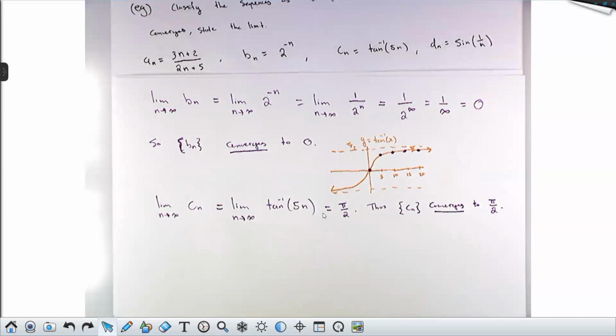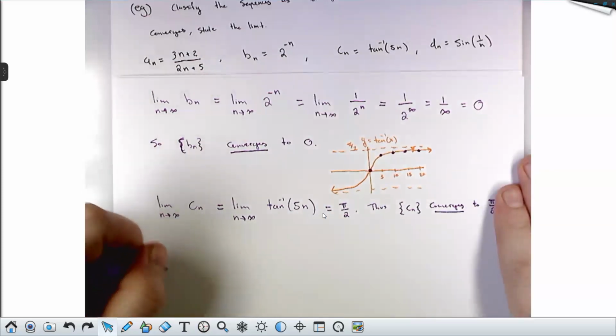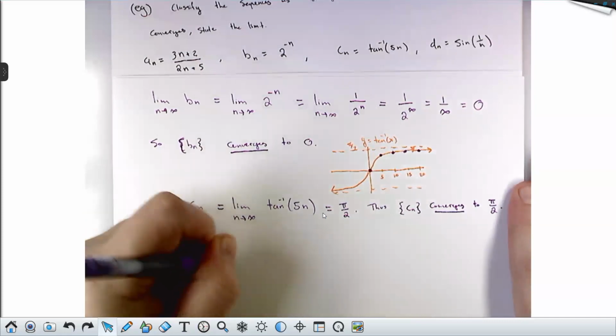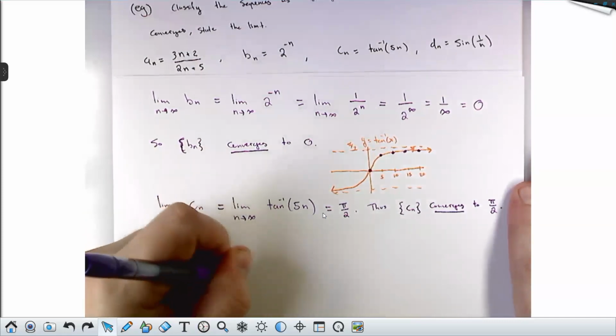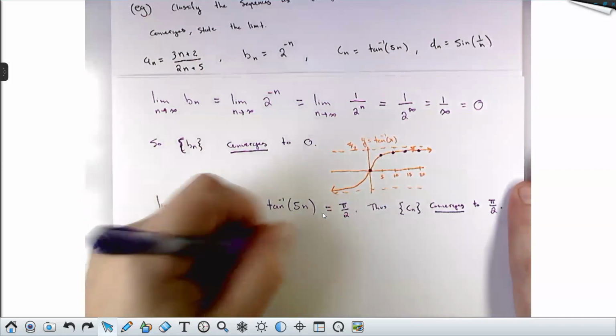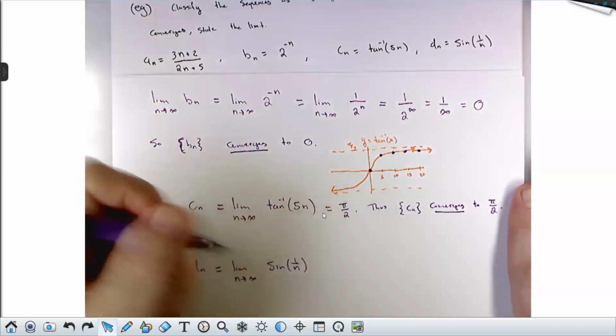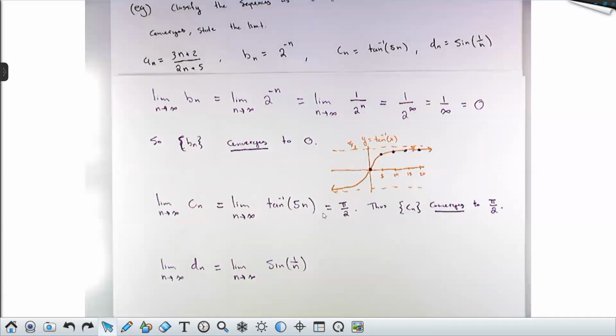Lastly, the sequence Dn, that's the limit as n goes to infinity of the sine of 1 over n. And just like the last problem, the trick to this is to think about what's going on inside. What does 1 over n do as n goes to infinity?